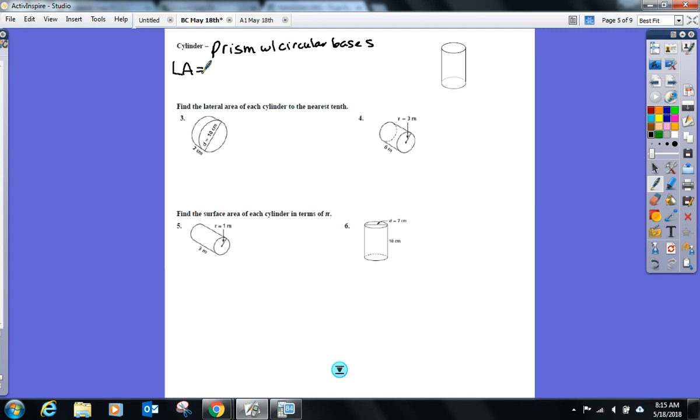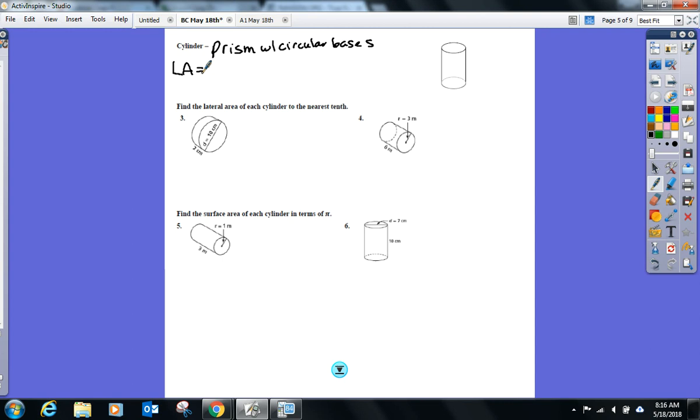Describe to me what lateral area is again. The area of everything but what? The bases. So I took the circles off. This is what I'm left with for the cylinder. Okay, circles are off. How can I find the area of what's left here? Well, if I open this up, what's it going to form? Everyone agree, a rectangle. How do you find the area of a rectangle?